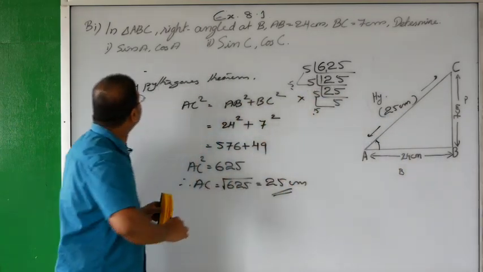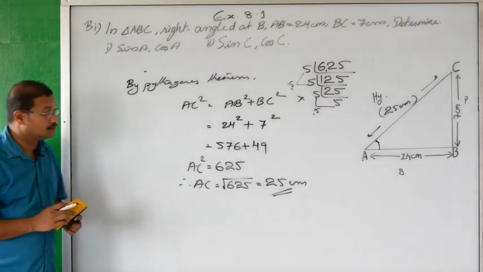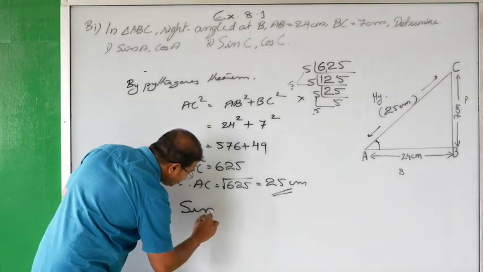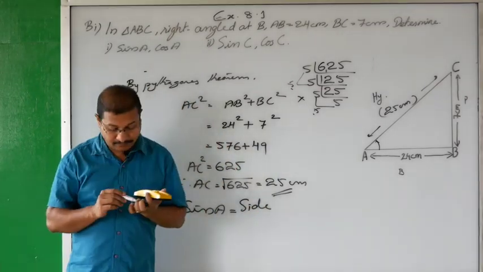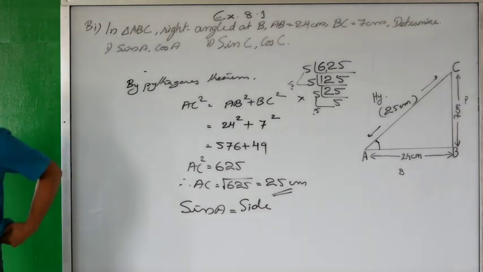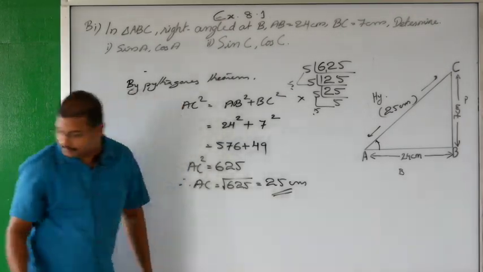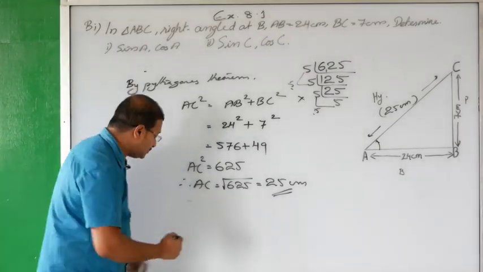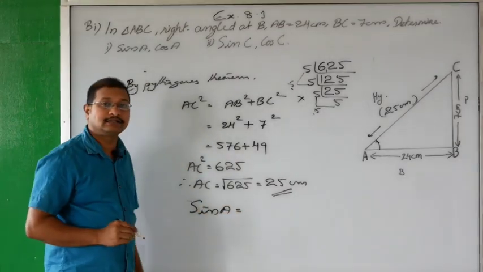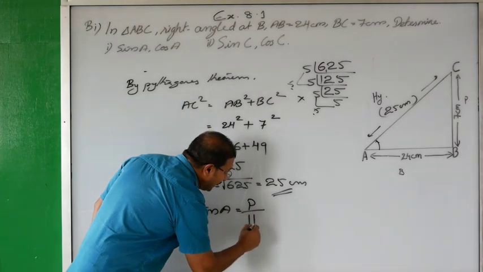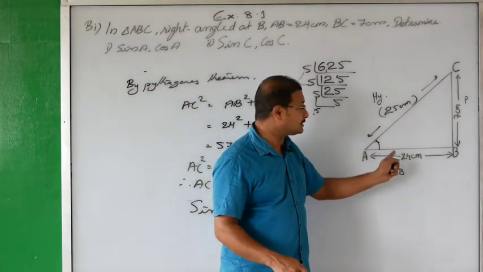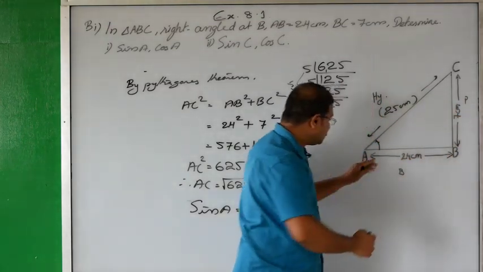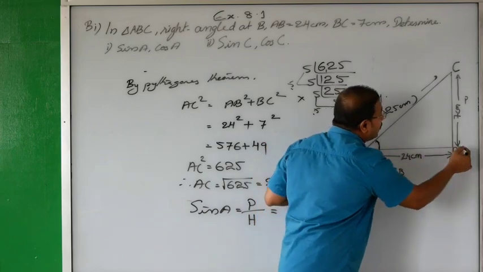Ready? Now, let's find sin A. Sin A means what will you do? Let's find sin A. Sin A equals perpendicular by hypotenuse. Perpendicular is the side opposite to angle A. Side opposite to angle A is what? 7, because we are considering angle A. So for angle A, the perpendicular is BC.